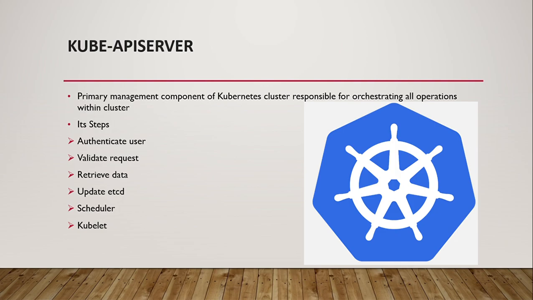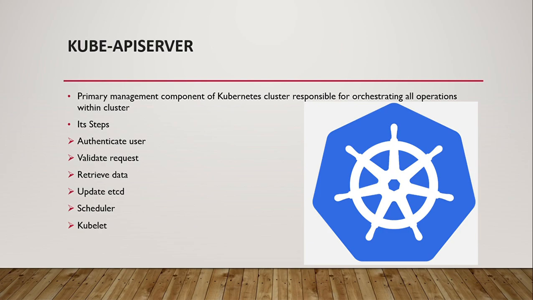Let's jump to Kube-apiserver. Kube-apiserver is the primary management component of Kubernetes clusters, and it is responsible for all the orchestration operations within the clusters. It has a few steps. When we want to create a pod, first Kube-apiserver gets this command from kubectl, the command line interface. The first step the API server does is authenticate the user, then it validates the request, then it retrieves the data, and then it updates etcd. With the help of the scheduler and kubelet, it launches the pod on a specific node.